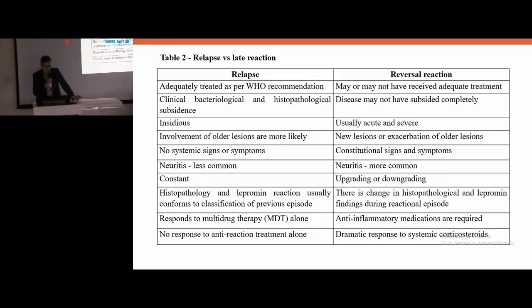Neuritis is less common. It is just nerve function impairment without neuritis in patients with relapse, while in case of reversal reaction, there will be neuritis. Histopathological differences are also there.